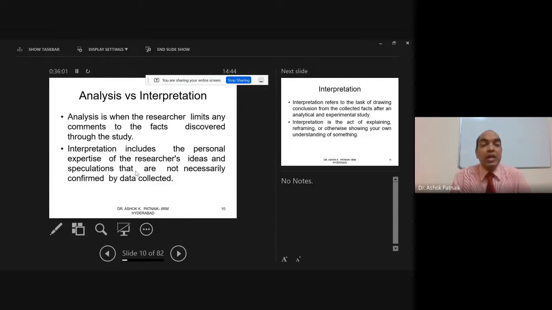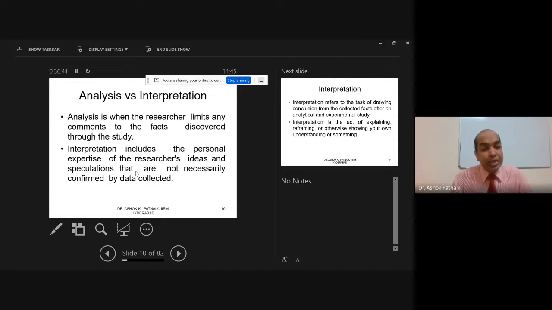If you see, analysis is where the researcher limits comments to the facts discovered through the study. Whatever the study is saying, you only focus on that in analysis. You don't try to bring in your own prejudice, your own concepts, your own learning, experience or views into the analysis. Whatever is high, you say high. Whatever is low, you say low. If it is negative, you say negative. If it is positive, you say positive. You don't comment on why it is negative or positive in analysis.